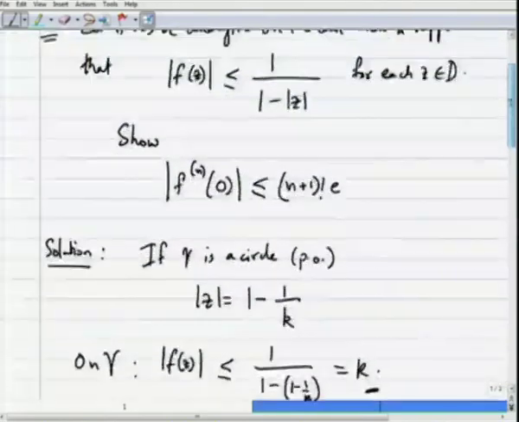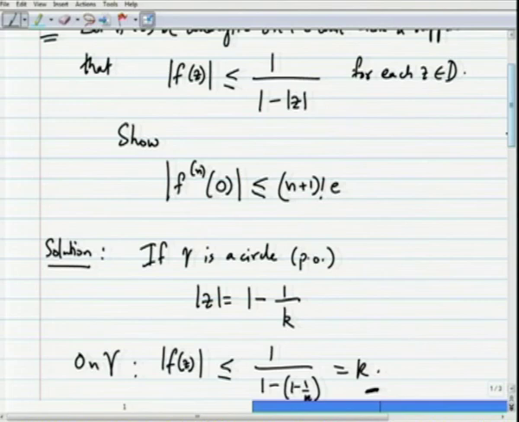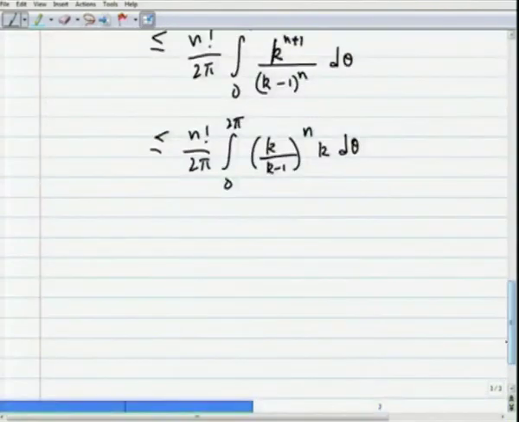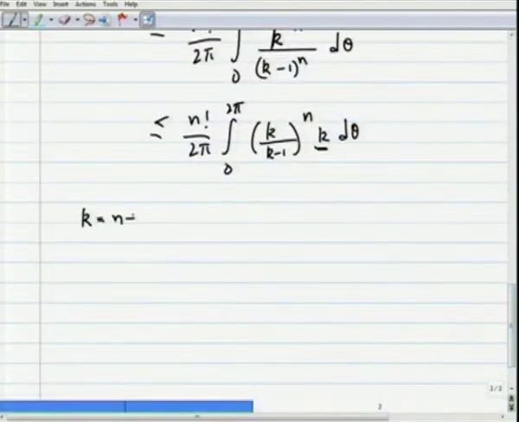(n+1) factorial times e. So, in order to get that (n+1) factorial, probably correct to take k equals n plus 1. So, that k and this n factorial give us (n+1) factorial. So, take k equals n plus 1 rather.